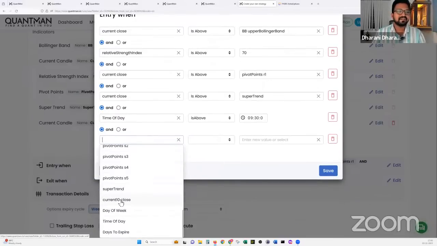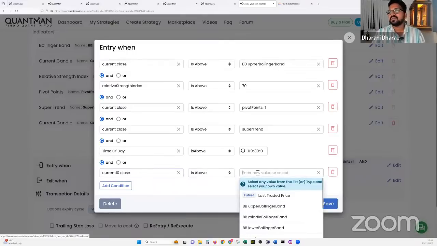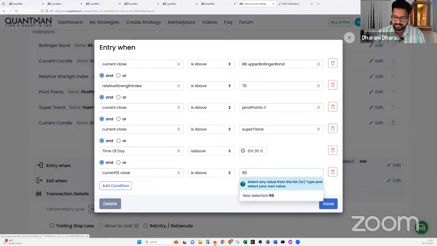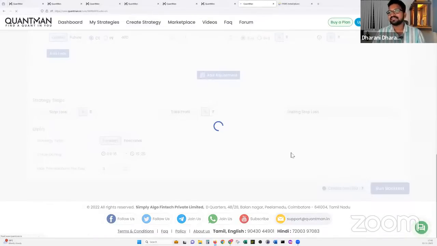Current candle close is above how much? 10 lakhs. Oh my God, in 3 minutes, 10 lakhs volume is not going to happen. 10K is okay, but 10 lakhs is not going to happen. Just give us, okay, 50K. Ram says 50K. I just put 50,000 and then I save it. And now I just run the backtesting.